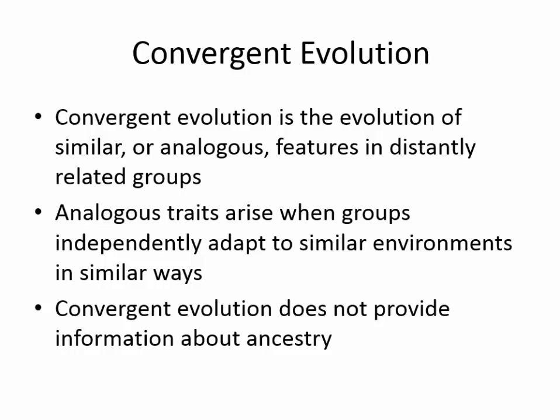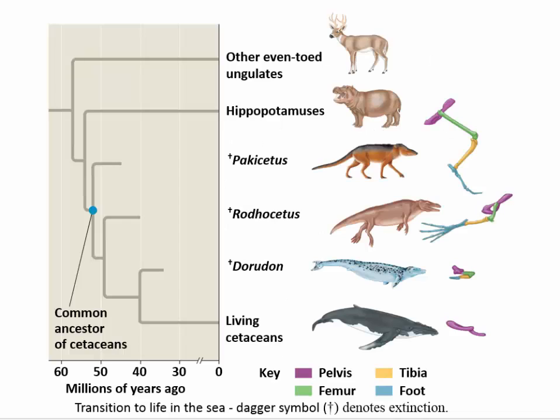Then there's also the idea of convergent evolution. Convergent evolution is the evolution of similar or analogous features in distantly related groups. You don't have to be very closely related, but you could have the same functionality because you use the same idea. Analogous traits arise when groups independently adapt to similar environments in similar ways. That is called convergent evolution, but it doesn't necessarily provide any information about ancestry.